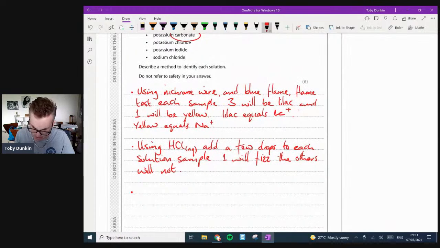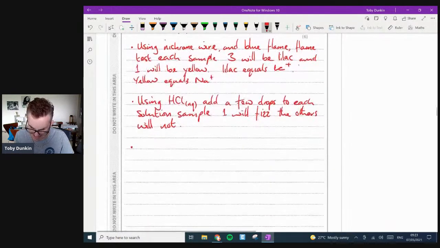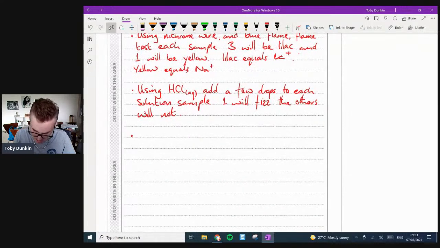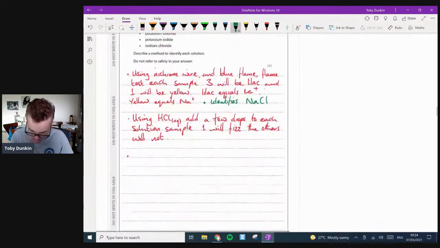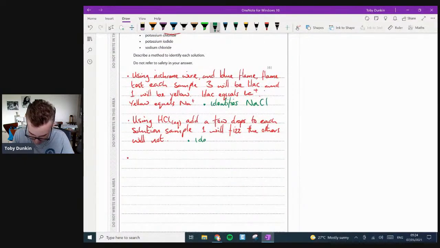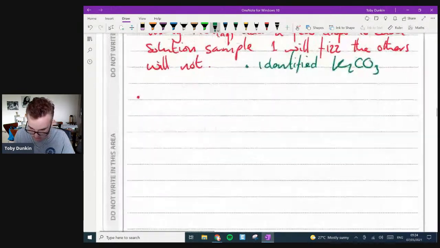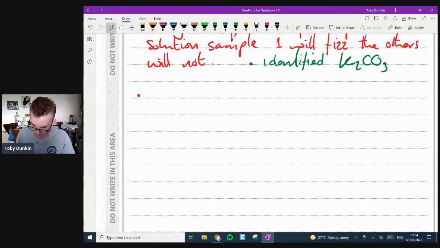I'm actually going to attempt to write onto this: identifies sodium chloride, identifies potassium carbonate. Yeah, I'm tempted to add that. Let's do that. Yeah, identifies sodium chloride. And this one now identifies potassium carbonate. Make sure you're practicing your formulas, Louis.